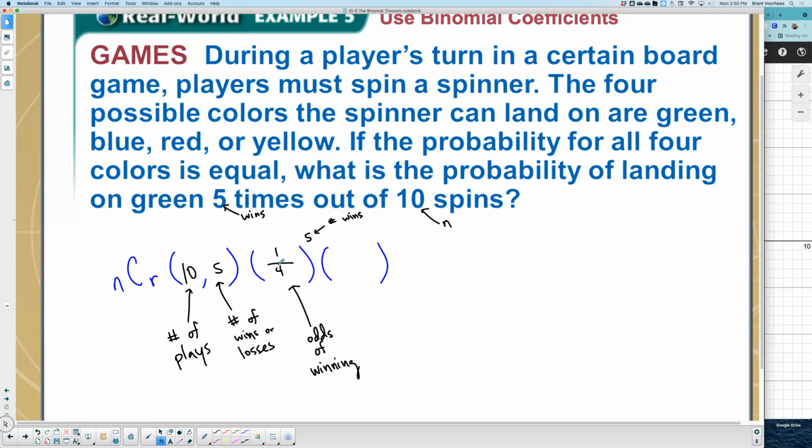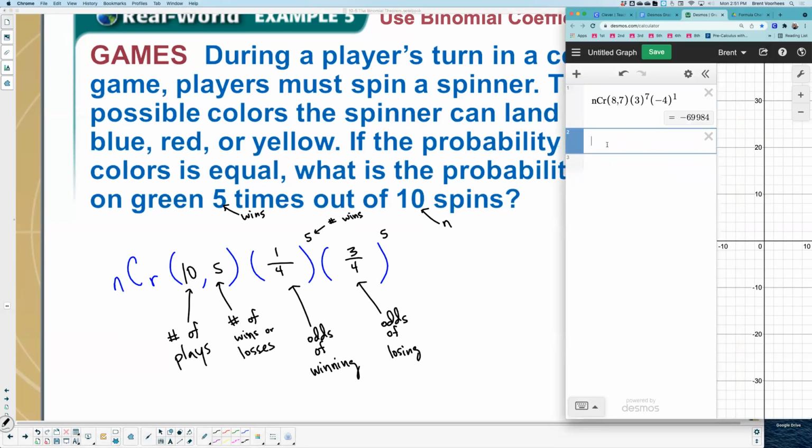Number of wins. Okay, what are the odds of losing? 3 over 4. You can type this in the calculator now. That's odds of losing. And how many times are we going to lose? 5 times. Let's type that in. N, capital C, R, parentheses, 10, comma 5. That's the Pascal number. Pascal number is 252.